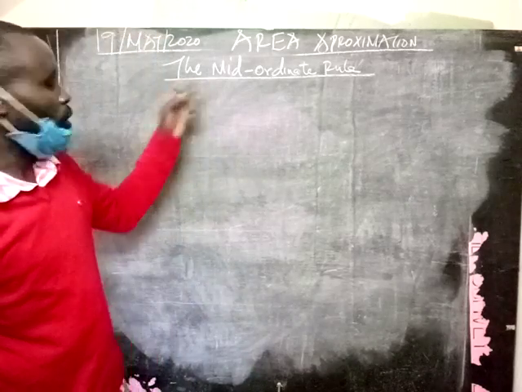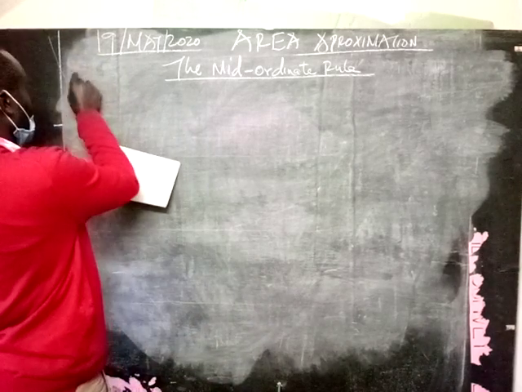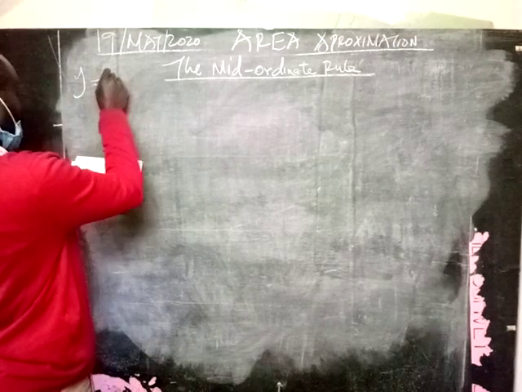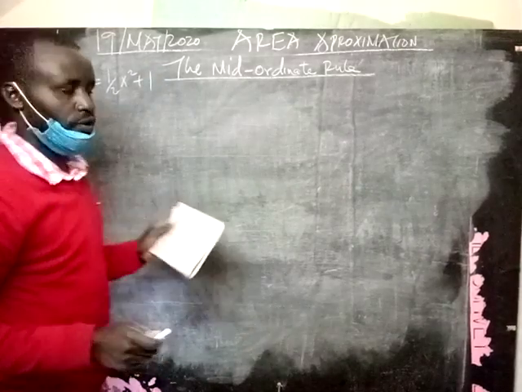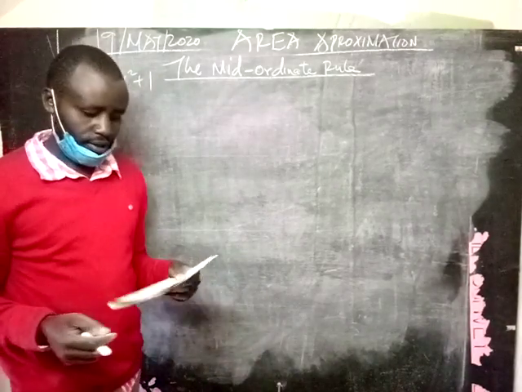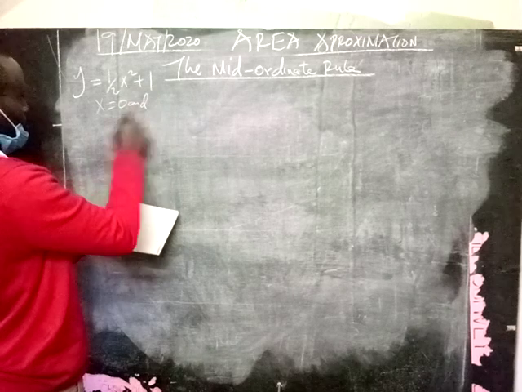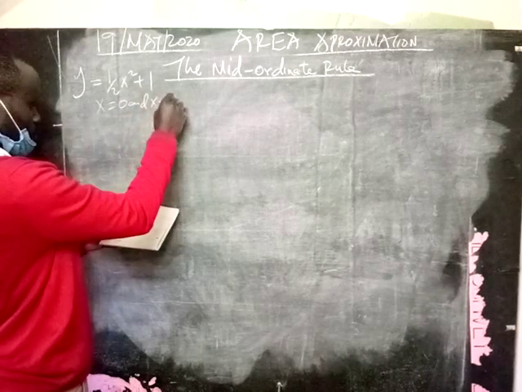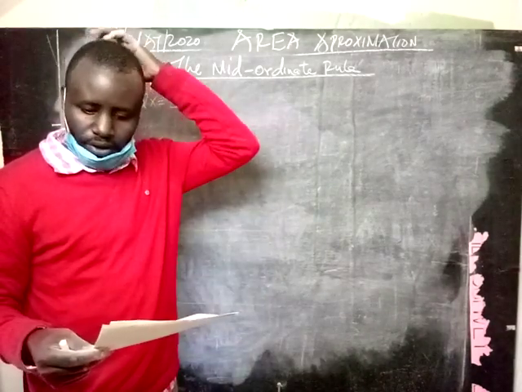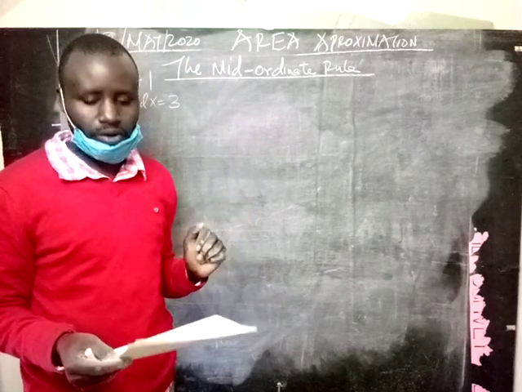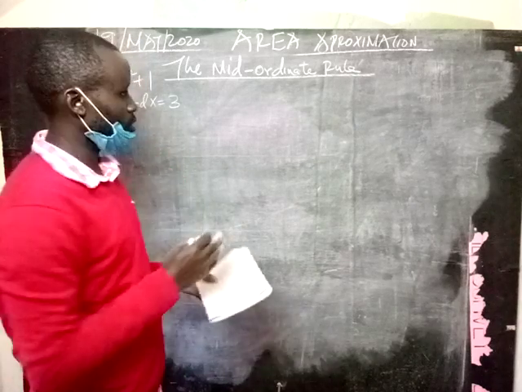So we are moving on to the mid-ordinate rule, and we are going to consider this curve where we have y equals to half x squared plus 1. And we are supposed to find the area bounded by the curve, y-axis and x-axis, and x equals to 0 and x equals to 3 using 3 strips. So for this case we are going to use strips. Just to know that for now there's something known as strips.